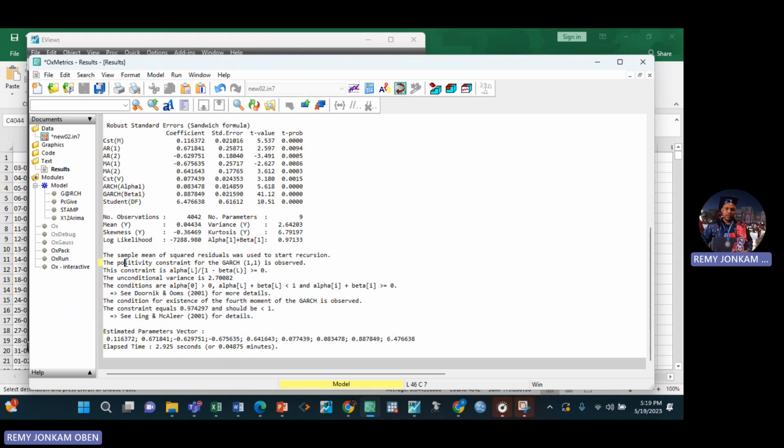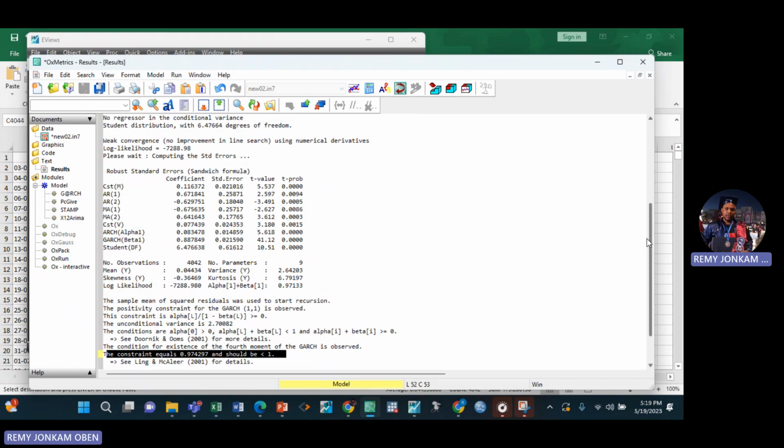So the positivity constraint should be observed. And this value here, 0.97, should be less than 1. At times, you can have this value which is greater than 1, which is a problem. It should be less than 1. So if those two constraints are satisfied, then we are fine. After estimating each of these models, you check, and if the constraints are not fine, then it's a problem. We cannot use the model. But if the constraints are fine, then we want to use the model.